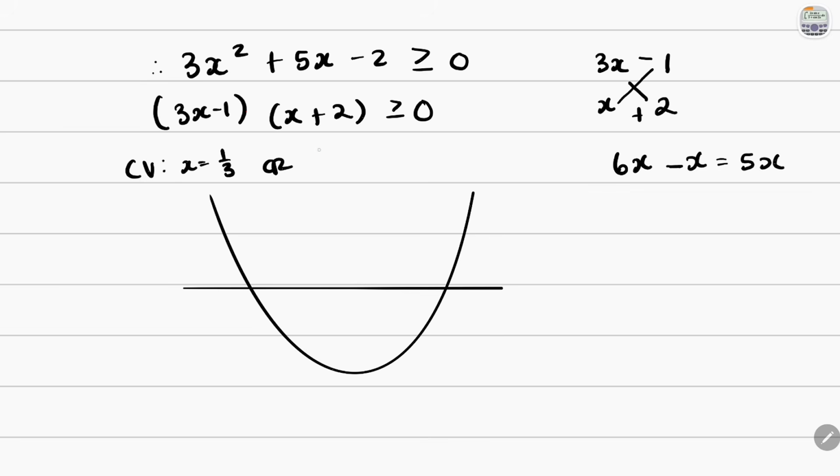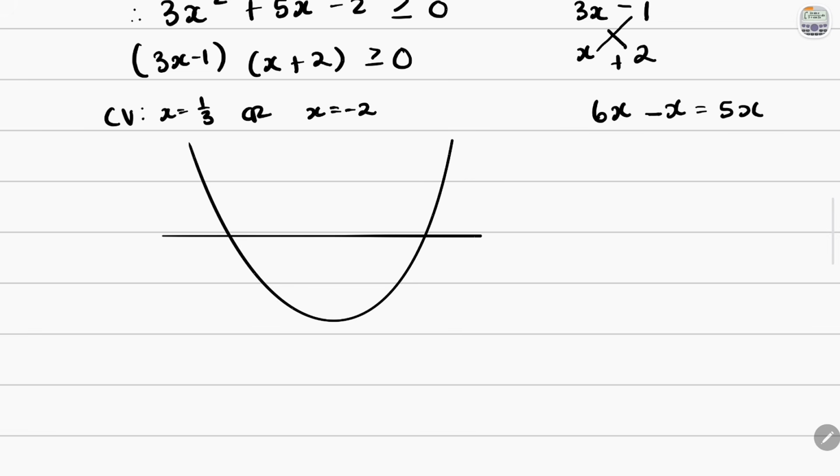And the second one is here when you transpose the 2. So x plus 2 equals 0, so x is equal to -2. Okay, so looking at it like that, we can see that the negative is over here. That's -2. And that's positive 1 over 3.